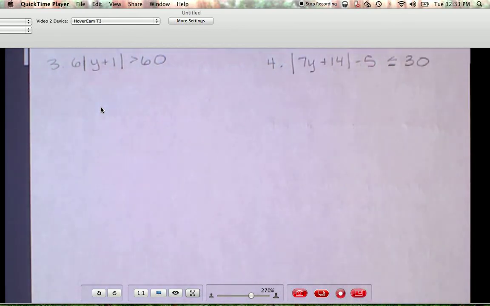Okay? Now, the only difference between these and the previous two is that you have to isolate the absolute value first. I would really, truly like you to try these on your own and see how you did on these two. Please push pause here and try these before you move on.